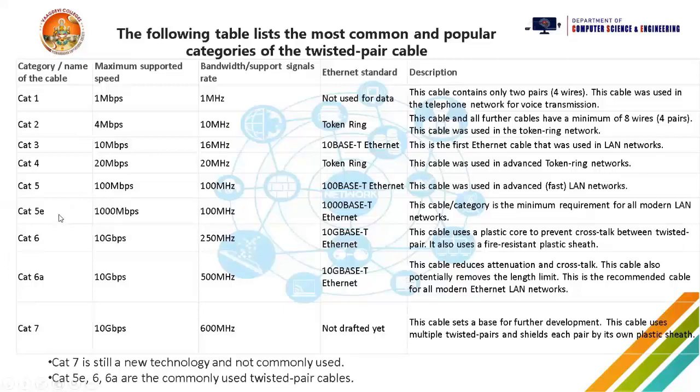You can see 5E supports a maximum speed of 1000 Mbps. The bandwidth is 1000 MHz, and the standard that they follow is the 1000BASE-T Ethernet standard. Again, Cat 6 supports 10 Gbps speed. Bandwidth is 250 MHz. Cat 6A supports again 10 Gbps, same as Cat 6, but the bandwidth here is 500 MHz, with 10GBASE-T. As said, Cat 7 is still a new technology and not commonly used. Cat 5e, Cat 6, and 6a are the more commonly used twisted pair cables.